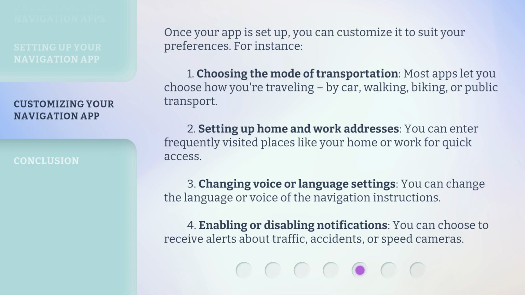3. Changing voice or language settings. You can change the language or voice of the navigation instructions. 4. Enabling or disabling notifications. You can choose to receive alerts about traffic, accidents, or speed cameras.